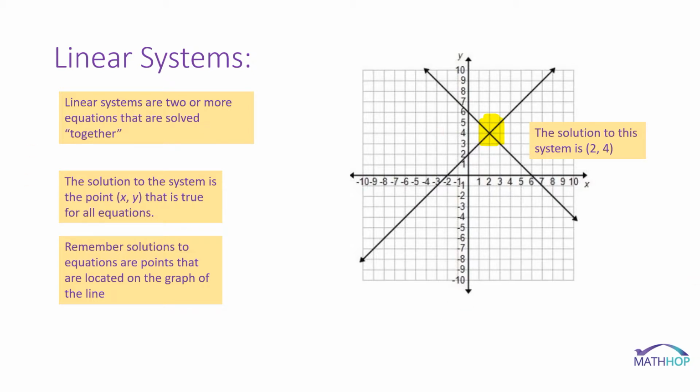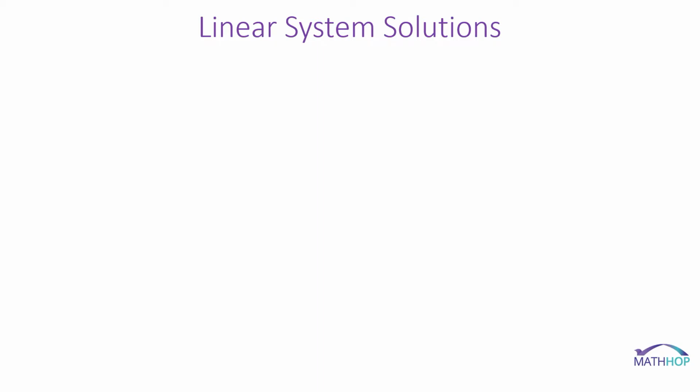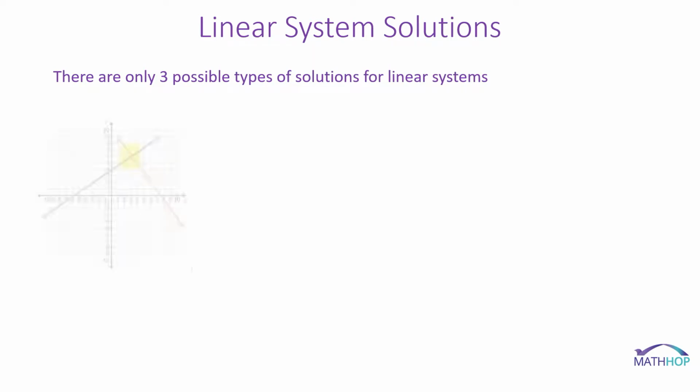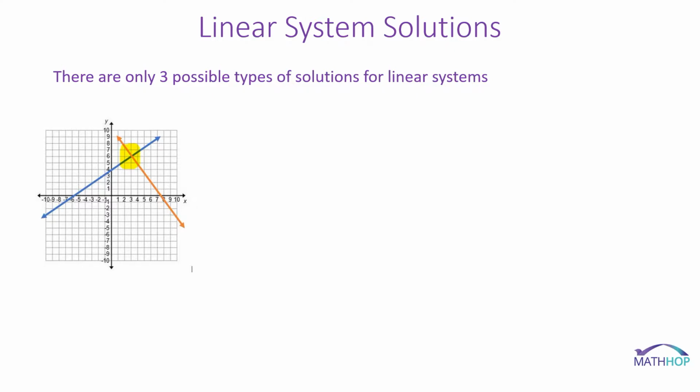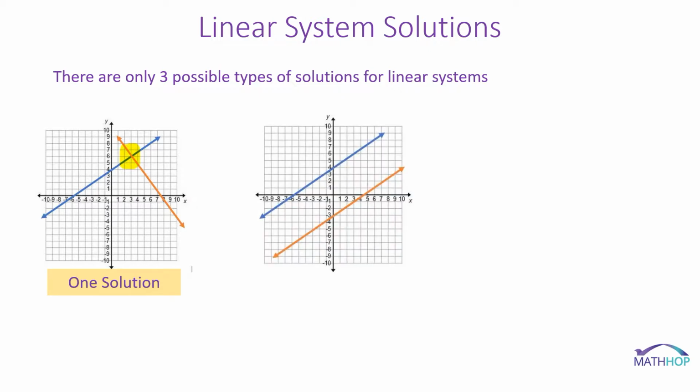So let's talk a little bit about linear system solutions. We just saw a linear system that had one solution. And in fact, there are only three possible types of solutions for linear systems. You could have what we just saw, where a linear system has one solution. That means the two equations intersect at one point. You could have a linear system that has no solution, meaning those two lines never intersect, they never cross, they never meet. That makes them parallel. Remember that parallel lines have the same slope.